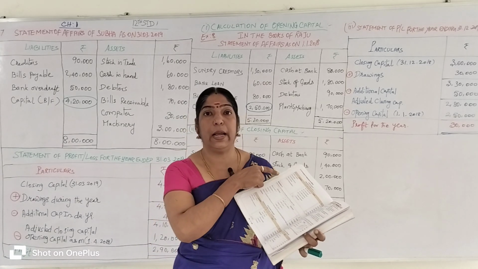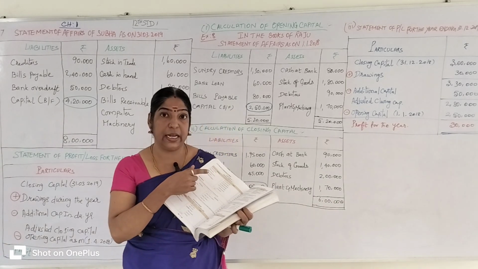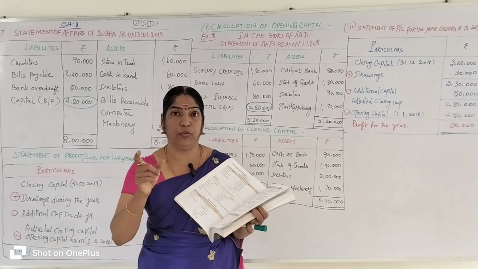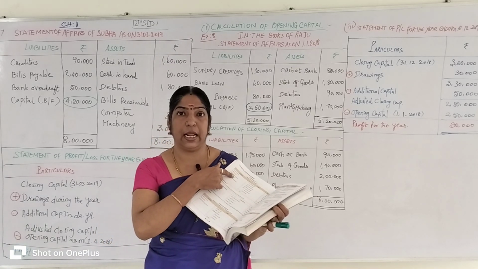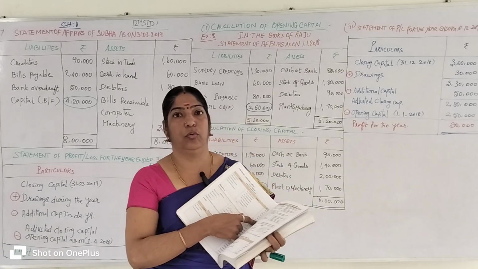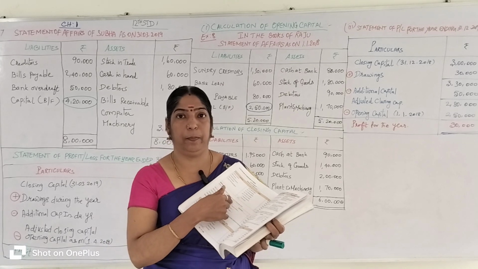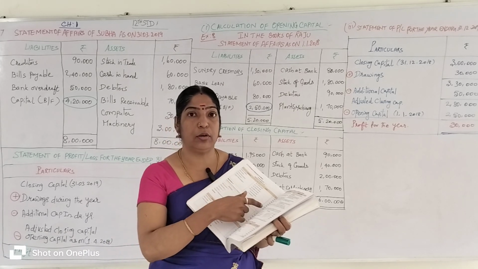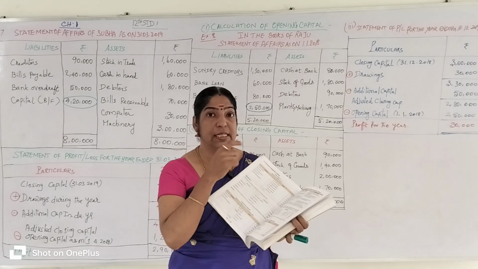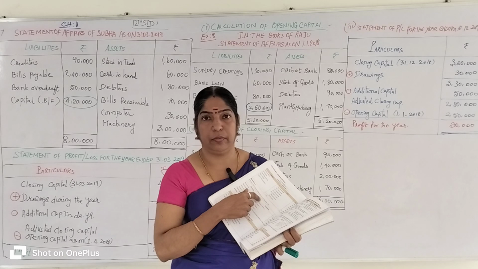Capital belongs to the liability side, right? So which side do we get the higher value? Of course, if the capital is high, the liability side; otherwise the asset side gets the higher value. So assume the higher value as the total, right? From the asset total, we have to subtract the liabilities total, and we will get the capital.